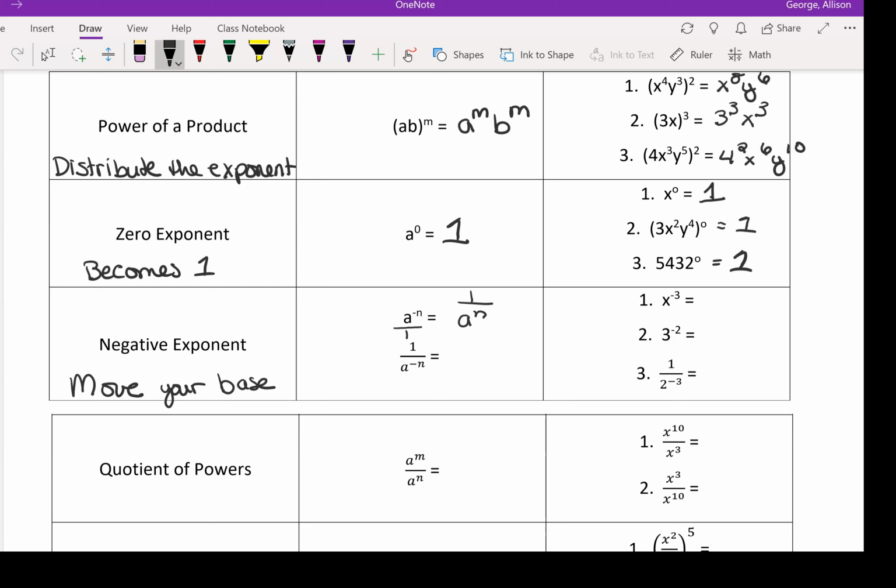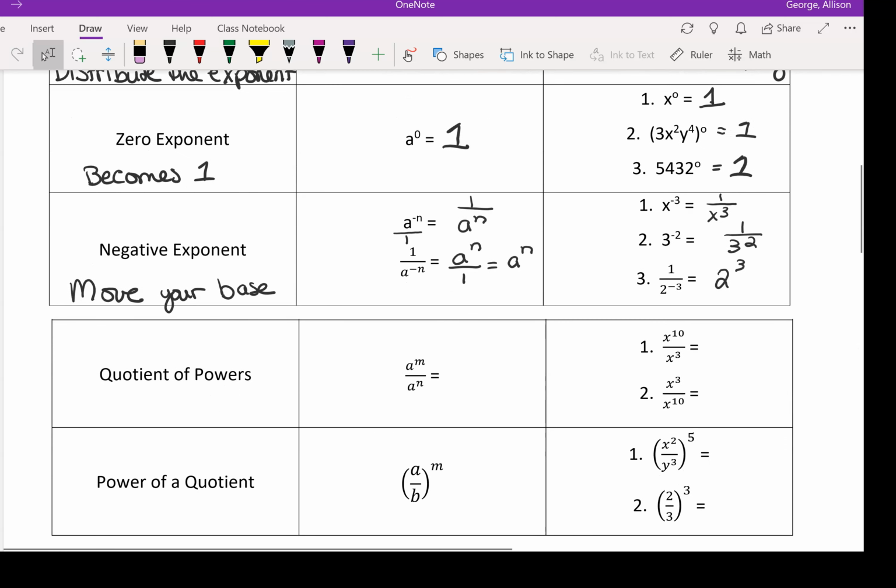For this one, the a to the negative n is on the bottom, so we're going to move it to the top. You can write it like this, or you can simplify it to a to the n. They're both correct. Over here on the examples, that would be 1 over x to the 3rd. This would be 1 over 3 to the 2nd. And then this would be the opposite: it would be 2 to the third.